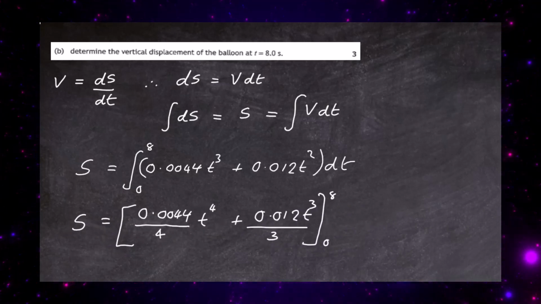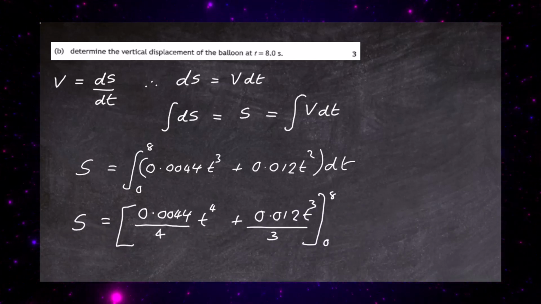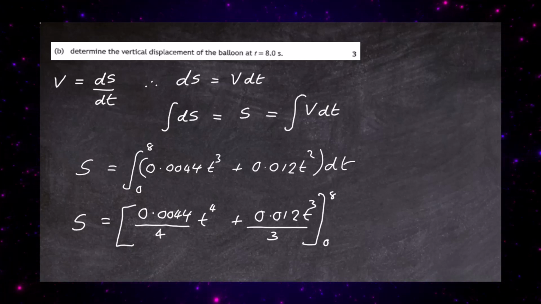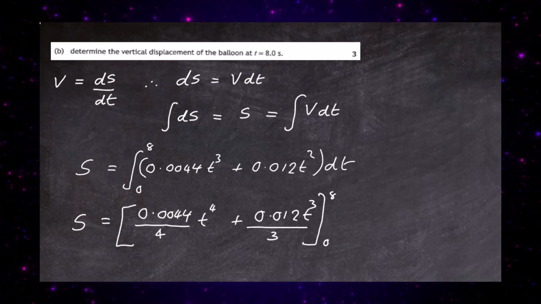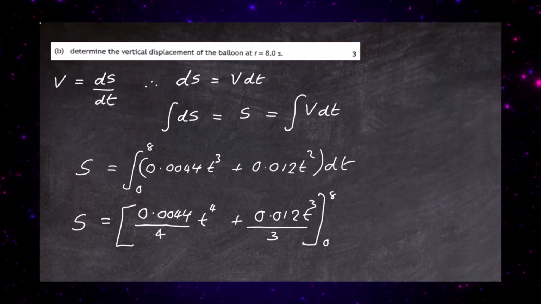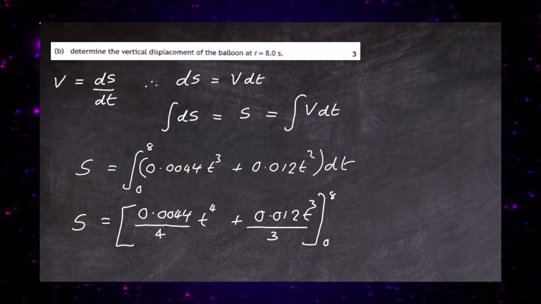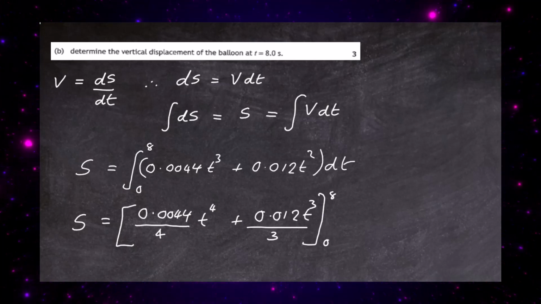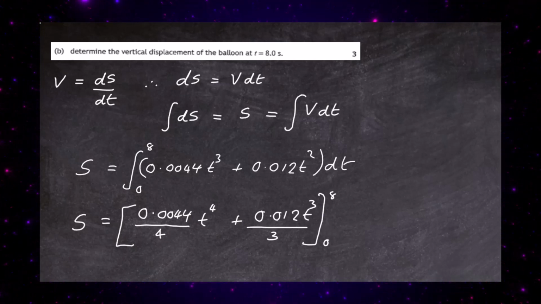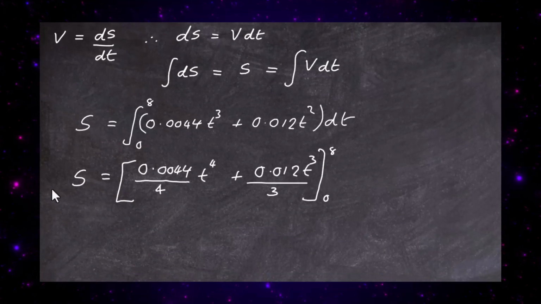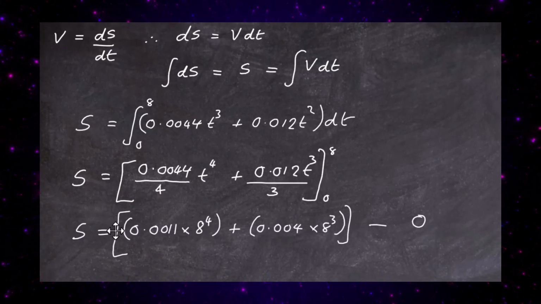We get s is going to equal 0.0044, and in this case you add on 1 to the power and divide by the new power, so you're going to have t to the power 4 divided by 4, plus you add on 1 to the power, it becomes t cubed, and you divide by 3 to give you that expression there. So we simplify that out, we get the following.